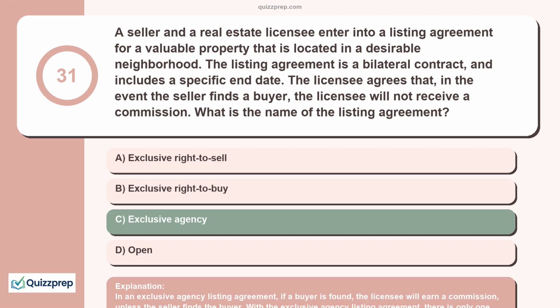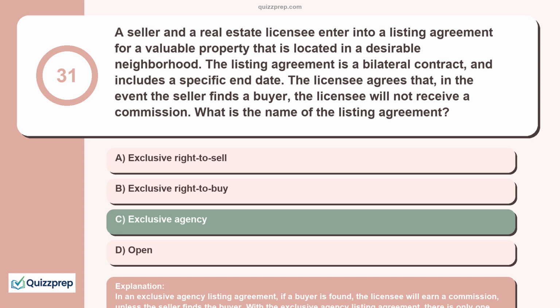In an exclusive agency listing agreement, if a buyer is found, the licensee will earn a commission, unless the seller finds the buyer. With the exclusive agency listing agreement, there is only one brokerage firm. Also, the licensee has a limited, clearly defined period of time in which to find a buyer. Finally, the exclusive agency listing agreement is a bilateral contract. A bilateral contract is the exchange of a promise for a promise. The seller promises to pay the commission if the licensee finds a buyer. The licensee promises to use due diligence to find a buyer. A is incorrect.